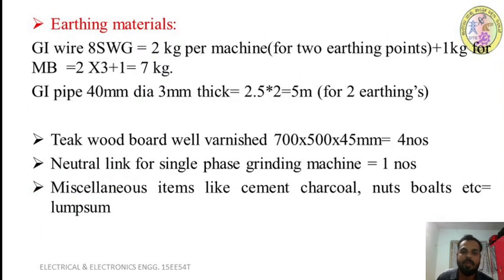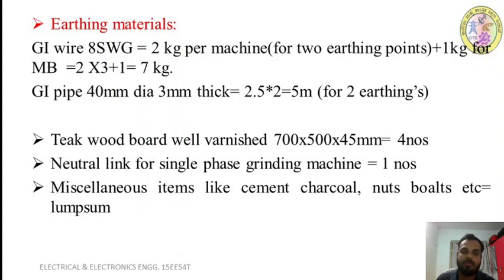Next, what are the other common materials you require in the wiring of this workshop? Earthing materials. For every machine we have to make 2 earthing points. As we have seen in the layout diagram, we have made 2 earthing points. Every machine has to be connected to them using 8 SWG GI wire. We are taking 2 kg per machine; for one machine we require 2 kg of 8 SWG GI wire for 2 earthing connections, plus 1 kg for the main board.